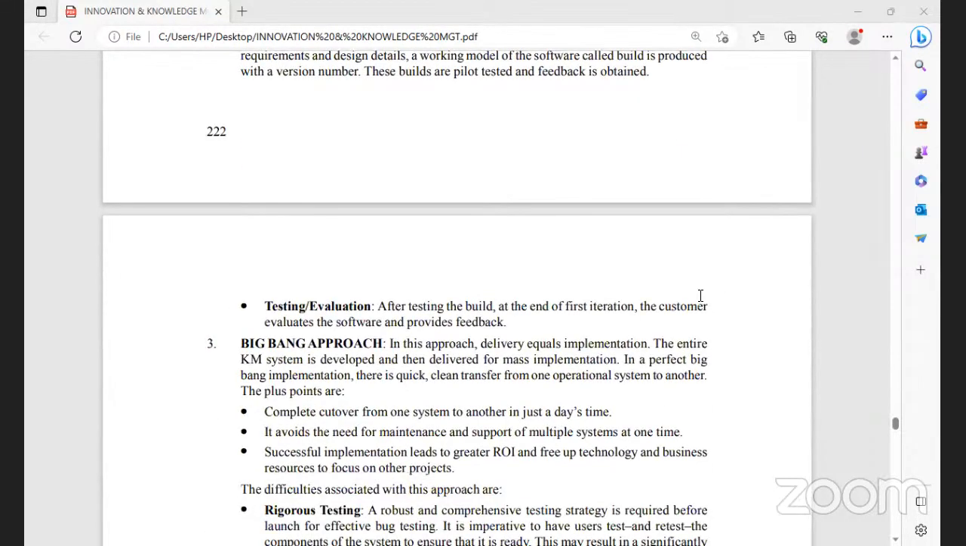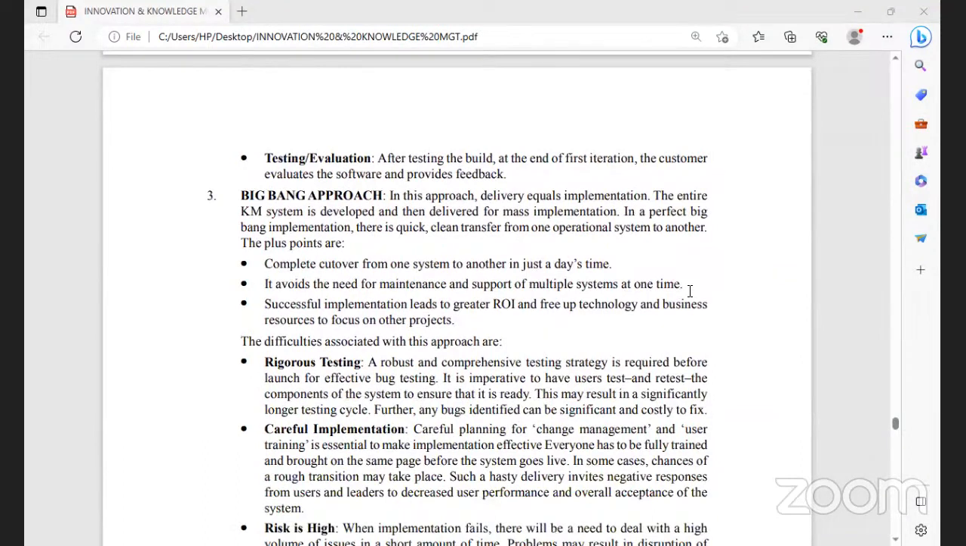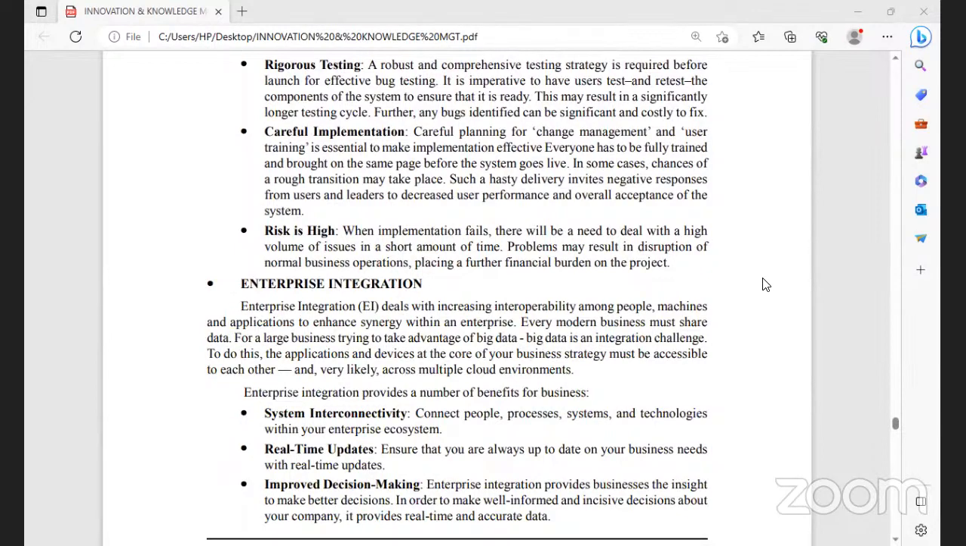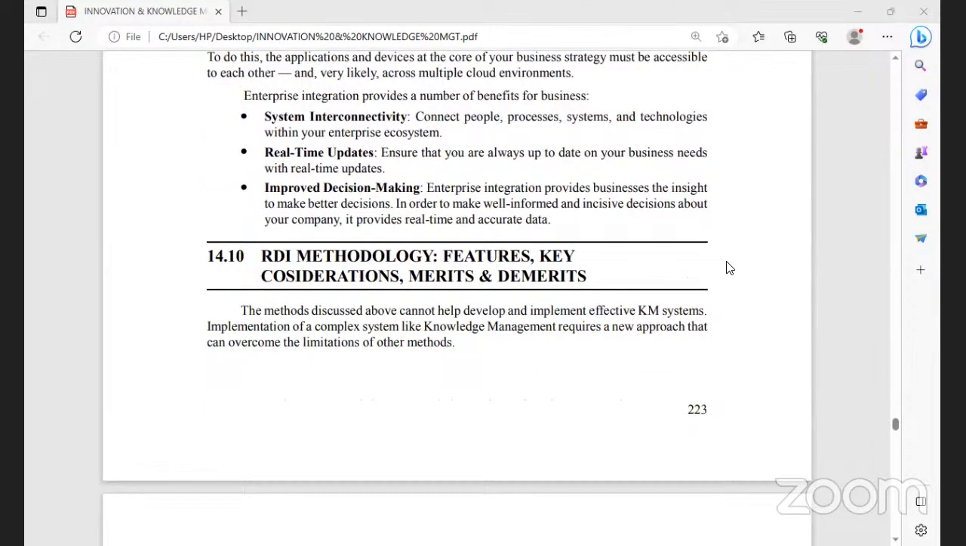Next one is the Big Bang approach. In this approach, the delivery equals proper implementation, complete and avoiding maintenance and support mechanism, and successful implementation of ROI, with rigorous testing, careful implementation, and being risk free. Enterprise integration consists of system interconnectivity, real-time updates, and improving proper decision making. And the ROI methodology features key considerations with proper merits and demerits.